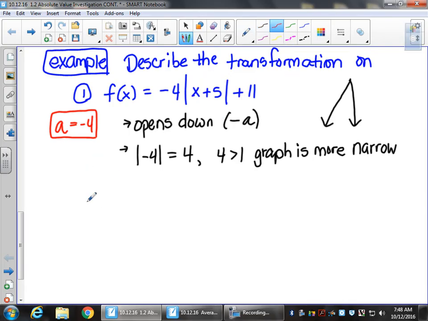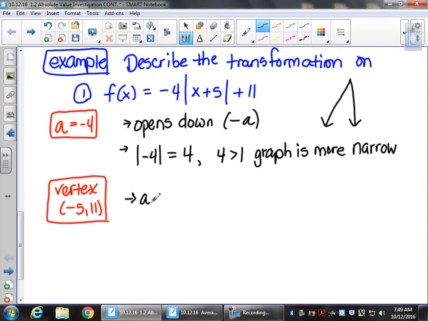Now let's talk vertex. What's my vertex? Try again. Negative 5. Watch out for that built-in negative. Right? So x minus h, plus k. Yes? We write vertex. Okay, there are many, many things we get from the vertex. Tell me one.